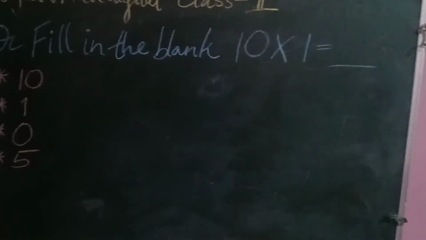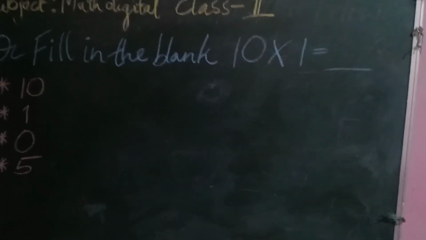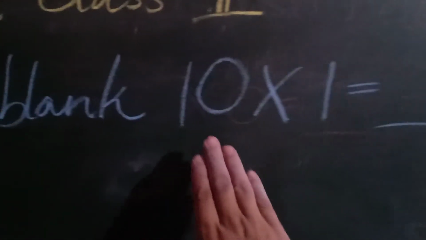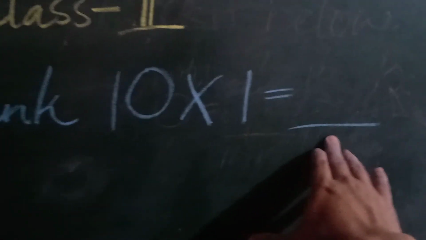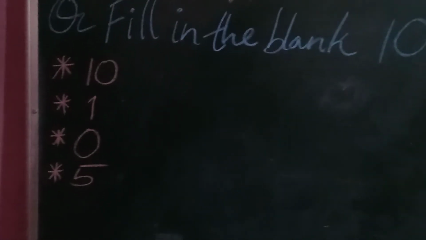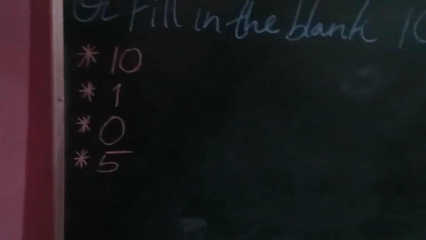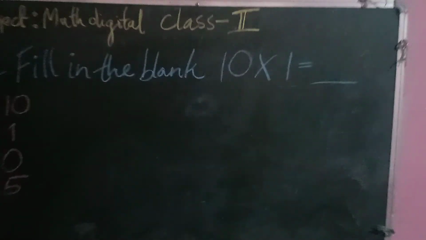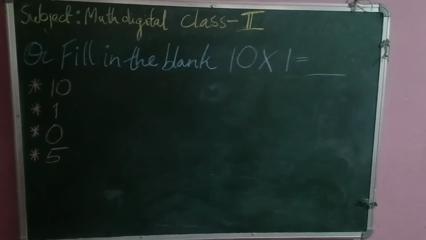The next question is fill in the blank: if 10 is multiplied by 1, what will be the answer here? You have four options: is it 10, 1, 0 or 5? You can choose any of these and fill it in. It's very simple. You know the answer, so fill it in over there.